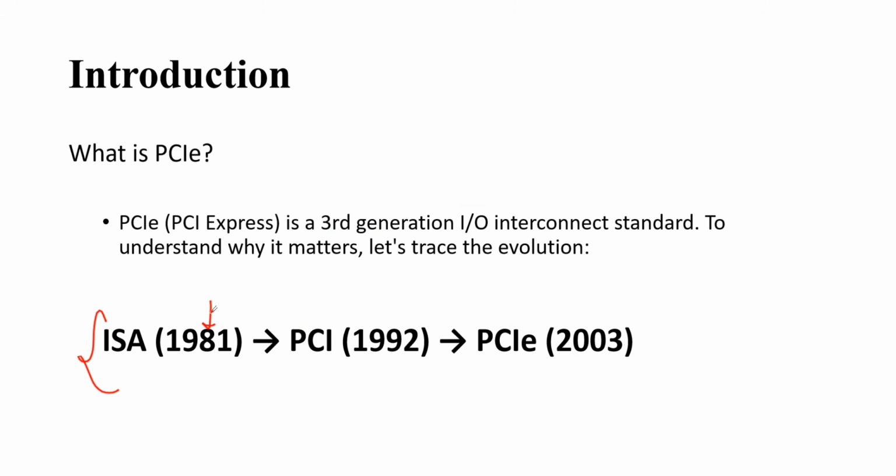The journey started in 1981 when ISA was introduced. Then after 11 years, PCI came into the picture. Here you can see PCI, don't get confused, and this is PCIe, where E stands for Express. PCIe was introduced in 2003. We are going to see each generation of PCIe in detail.